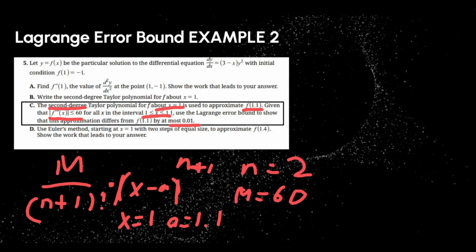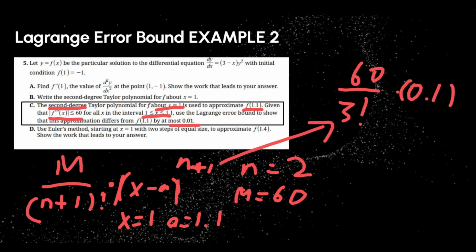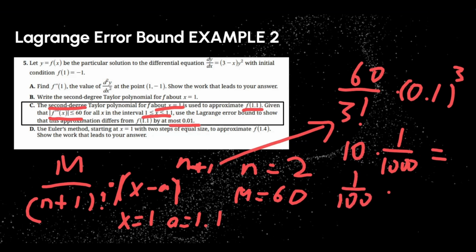So that means you would get 60 over 3 factorial times 0.1 to the power of 3. And 60 over 3 factorial is just equal to 10, times 1 over 10 to the power of 3, which is 1 over 1,000. And then when you do that, you get 1 over 100, which is equal to 0.01. So that's how you show that the error is going to be less than or equal to 0.01. So that is how you use the Lagrange error bound in this scenario.